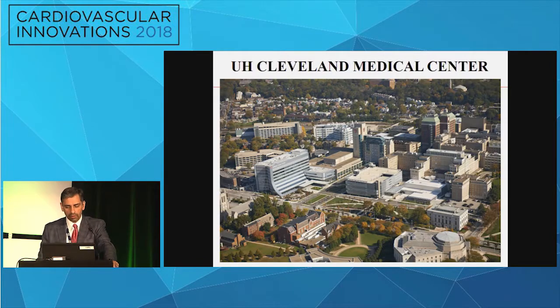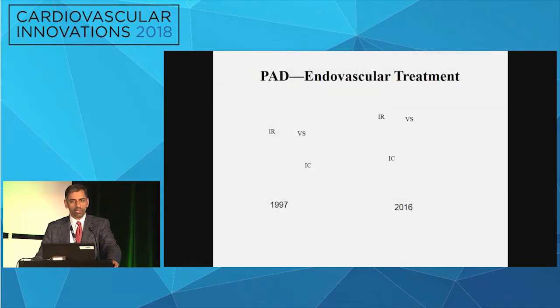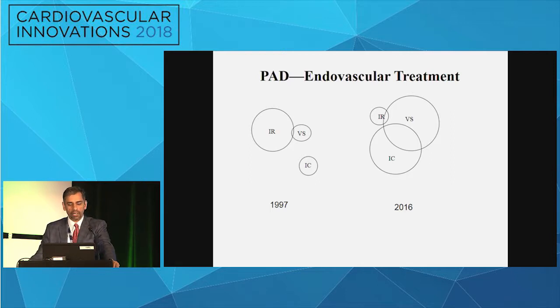So what's happened at University Hospitals Cleveland Medical Center in Cleveland? This is on the campus of Case Western, which is behind us. So if you look at 20 years, 1997, peripheral arterial disease endovascular treatment was mostly in the realm of interventional radiology. Vascular surgeons did very little of this. It was something that was just starting really for them at that point. I was in that case at that point. And interventional cardiology did mostly coronary interventions. And you fast forward to 2016, and it's a very different Venn diagram.